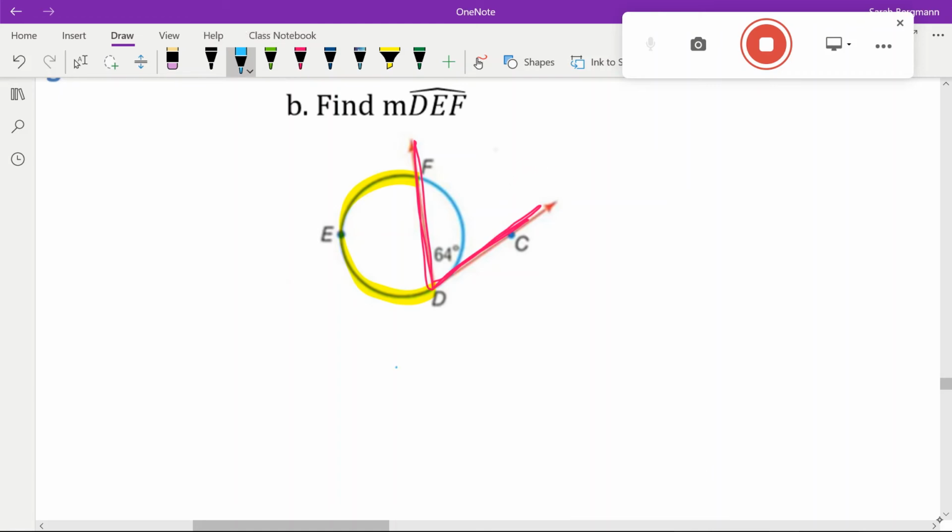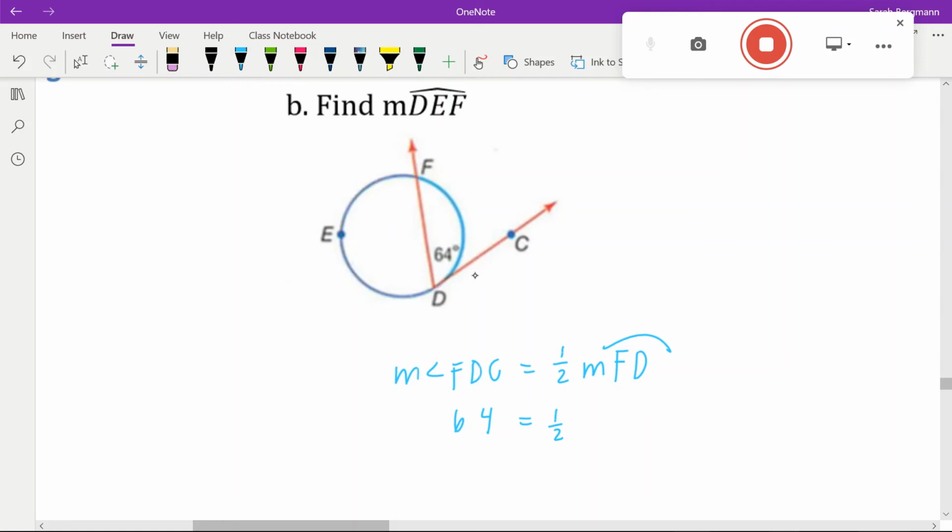Now I know the measure of angle FDC is equal to half the measure of arc FD. Remember, the angle is equal to half the arc. So I can plug in 64 for the angle measure since that's labeled in my figure. I know the angle measure here, and I know that has to be half the measure of the arc.